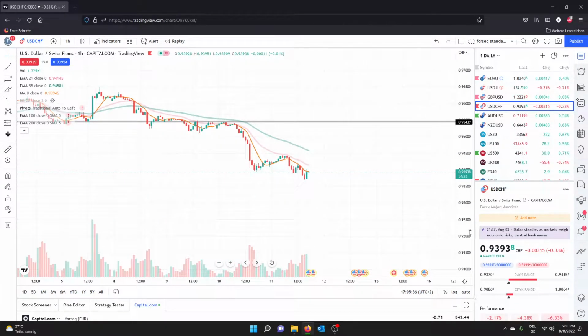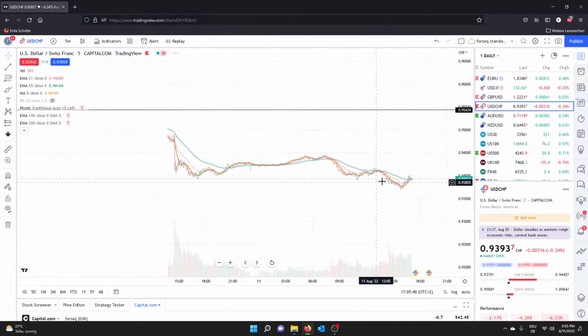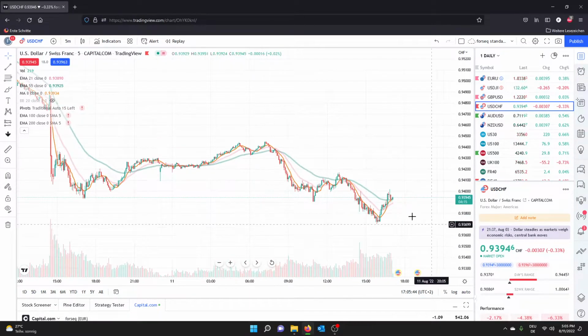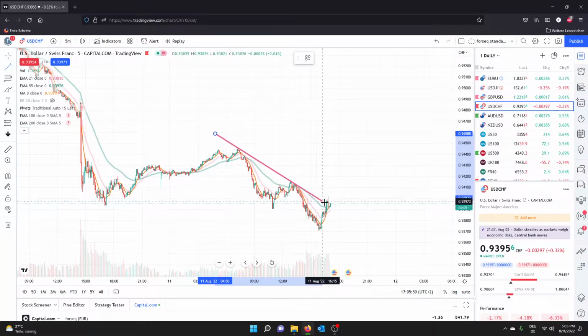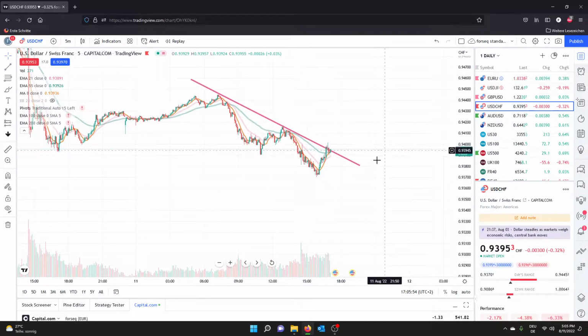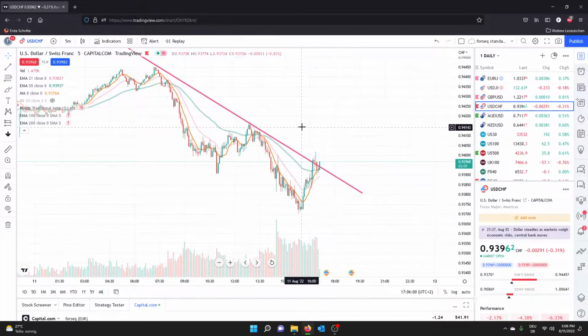I would wait for something nice to happen here. I mean, we have a downtrend here. We could draw a trend line. Yeah, maybe this price will go down, but I would wait for a clear bearish movement here.